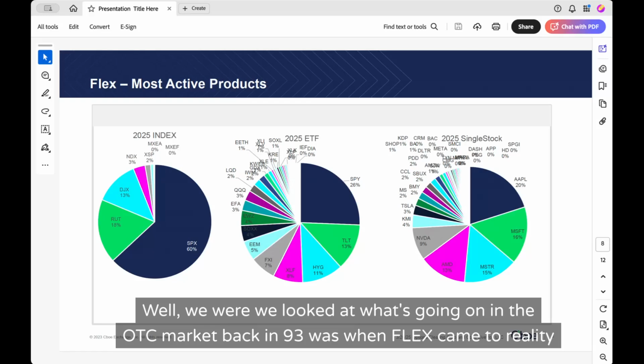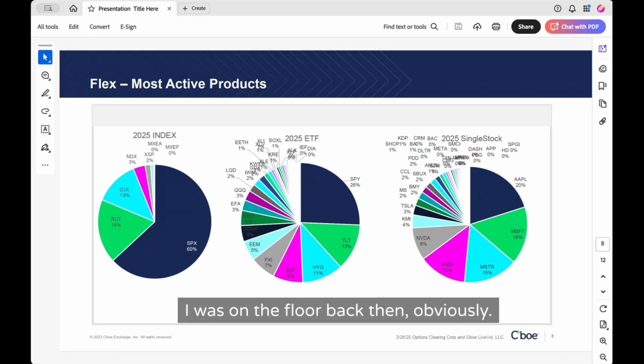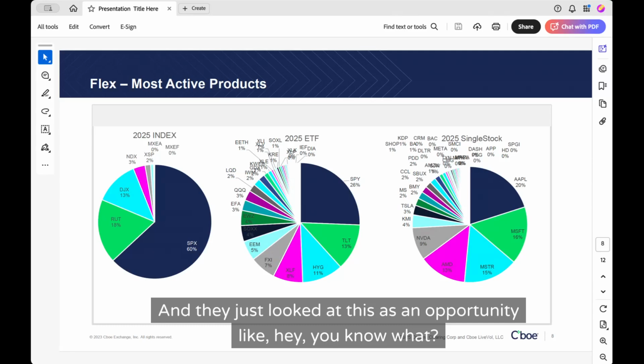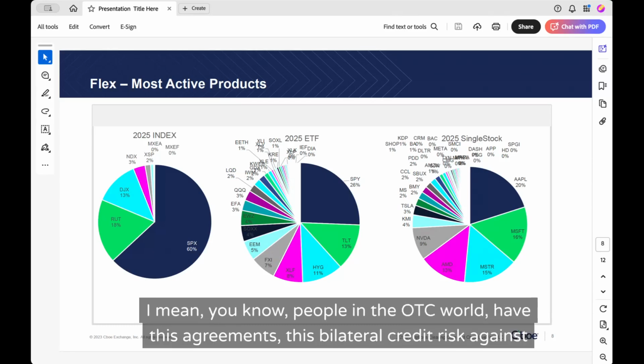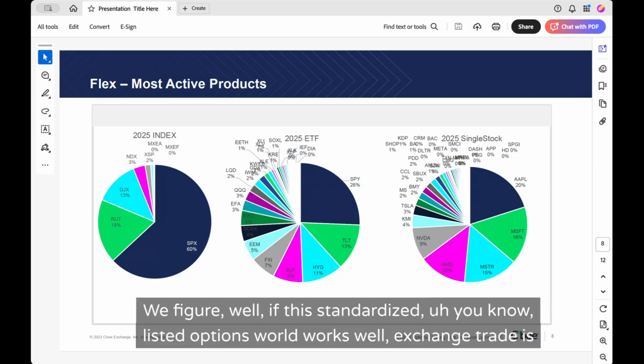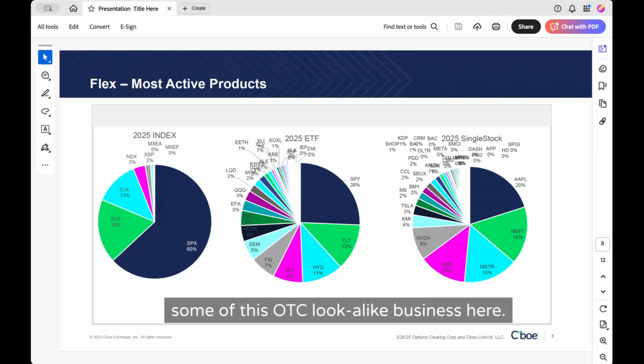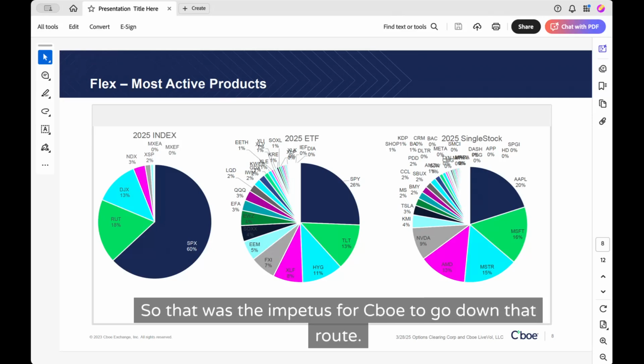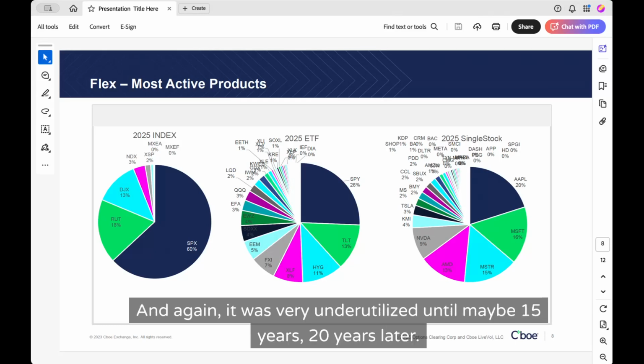Well, we looked at what was going on in the OTC market. Back in '93 was when Flex came to reality at Cboe. I was on the floor back then, obviously, and they just looked at this as an opportunity. People in the OTC world have ISDA agreements. It's bilateral credit risk against one entity and all that. We figured, well, if this standardized, listed options world works well, exchange traded, essentially cleared, why can't we bring some of this OTC lookalike business here? So that was the impetus for Cboe to go down that route. And again, it was very underutilized until maybe 15 or 20 years later.